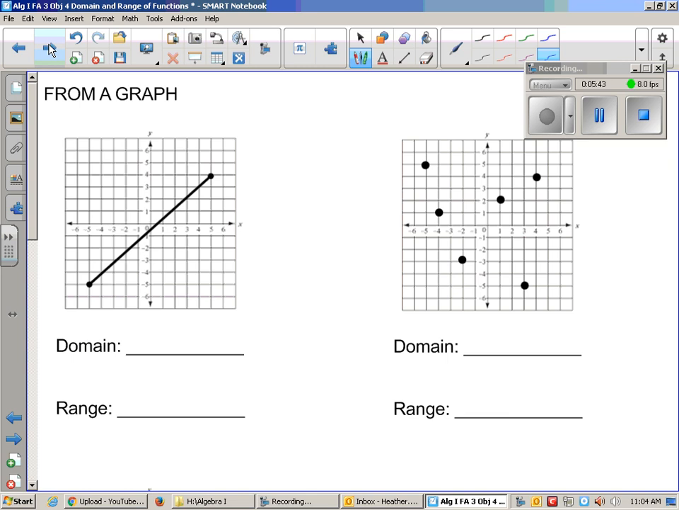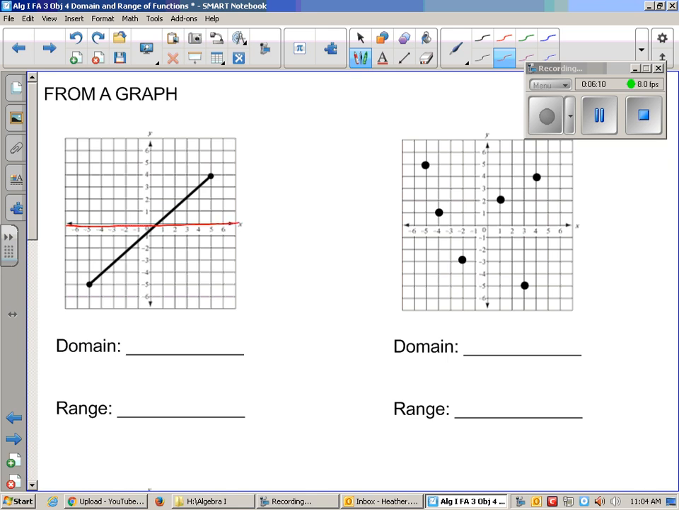The ones that are tricky are the graphs. So when I look at a graph, where are my x's? On a grid like this, my x's are left and right. Where are my y's? Or actually, let me see. I should use the same colors for the same thing on this one. So domain, I was using red.